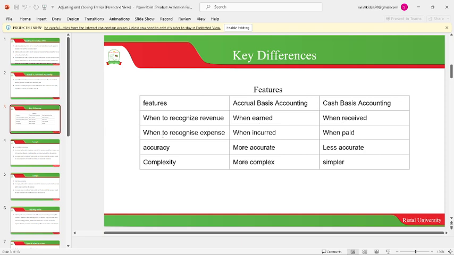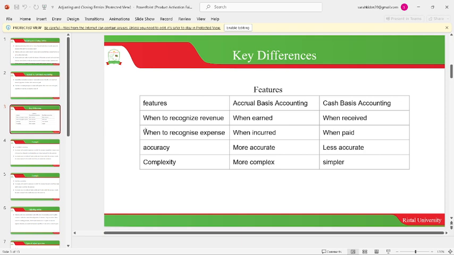Next, when to recognize expenses. Under accrual basis, we recognize expenses when they are incurred. So under cash basis, when do we recognize expenses? We recognize expenses when they are paid. When those expenses are paid, that's when we recognize them.